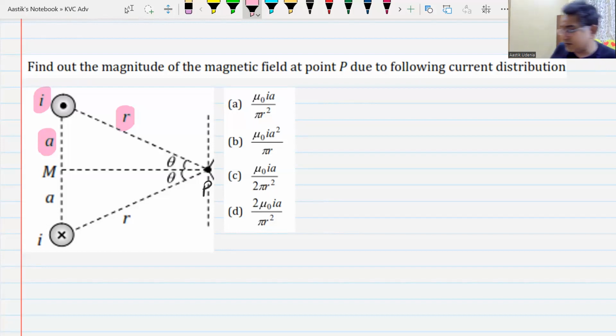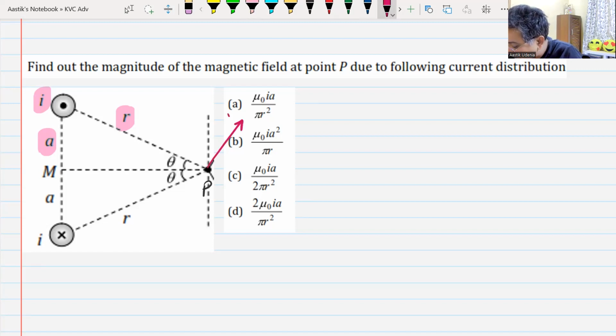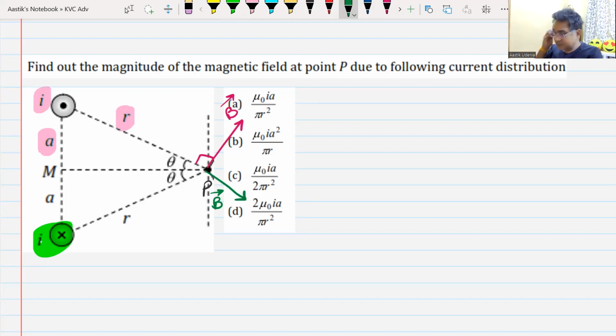So if I take the cross product, the magnetic field due to this wire will go like this at an angle of 90 degrees. Do we understand this? Yes, sir. Similarly, the magnetic field due to the lower wire is like this. The point is here. The magnetic field should be perpendicular to the r vector. So if I call this wire the green wire, the magnetic field due to this green wire will go like this. Do we understand this? Yes, sir.